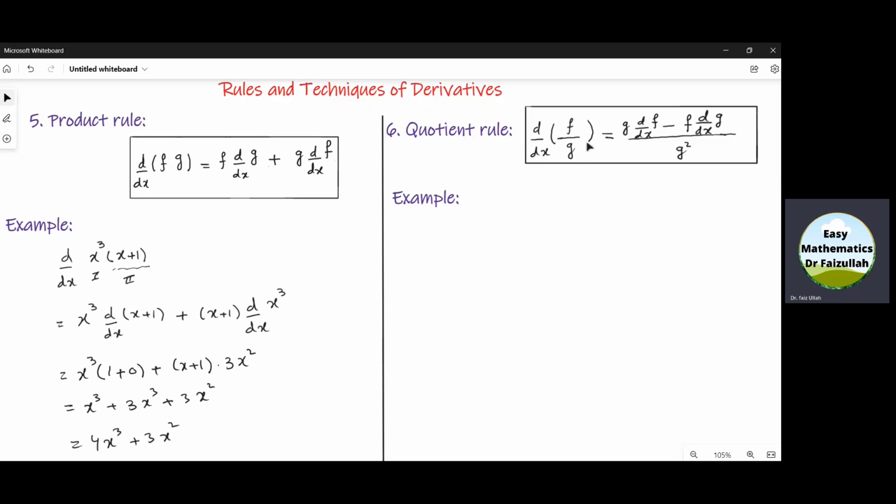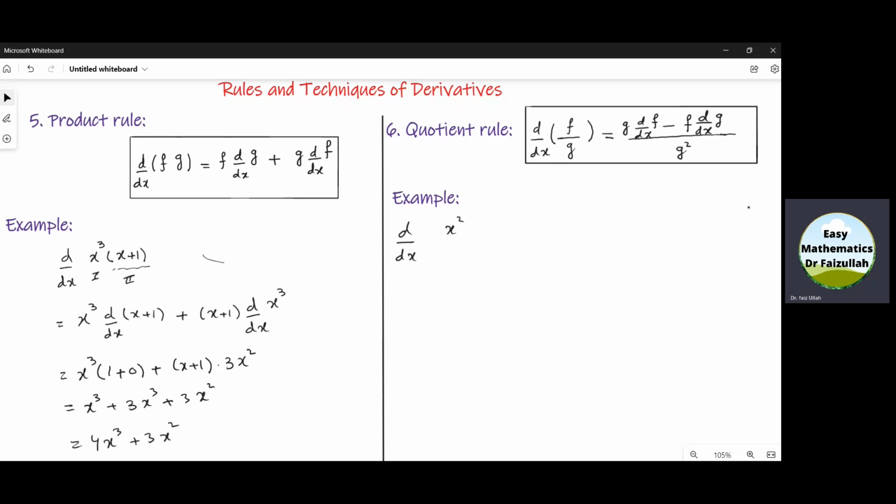We use the quotient rule when two functions are given in fraction. The differentiation of f by g is given by g square. Then we have to write g as it is and differentiate f, minus f and differentiate g. Let us explain it by an example.